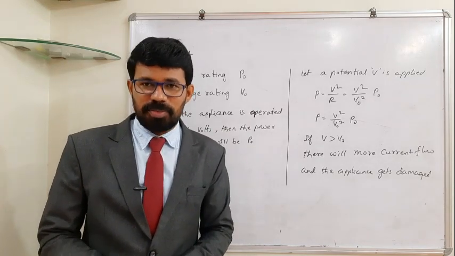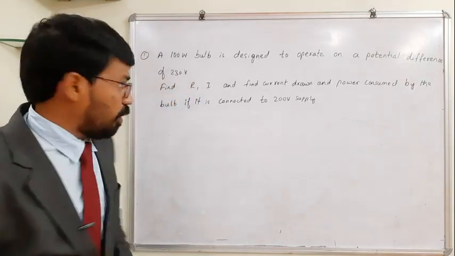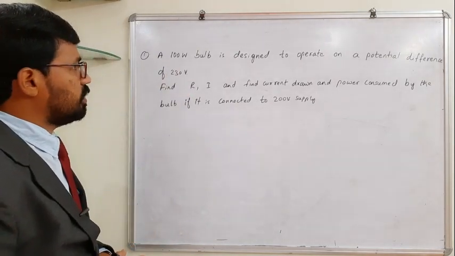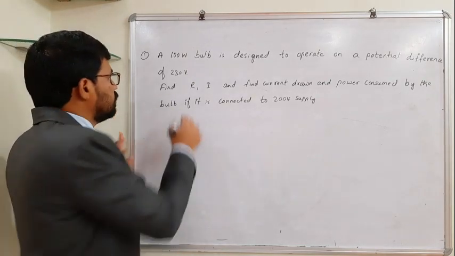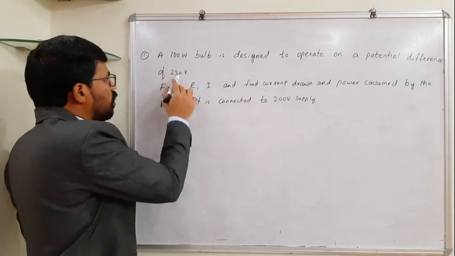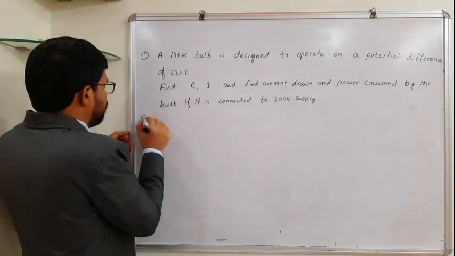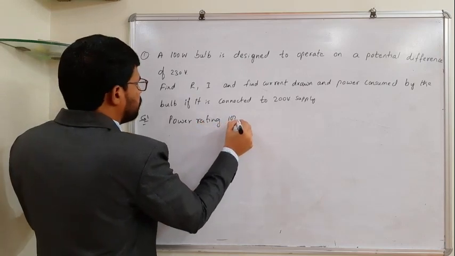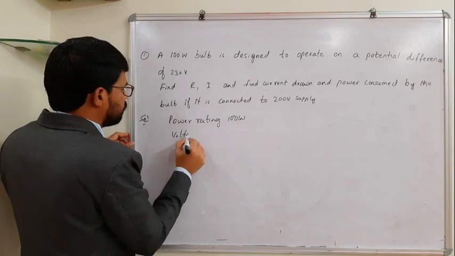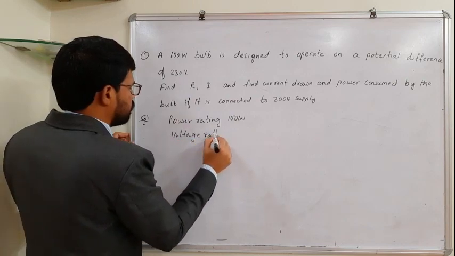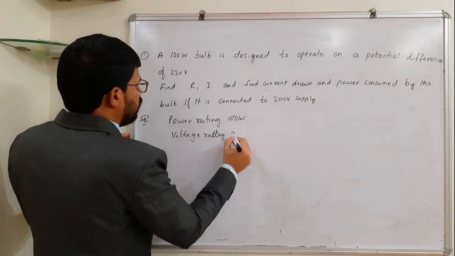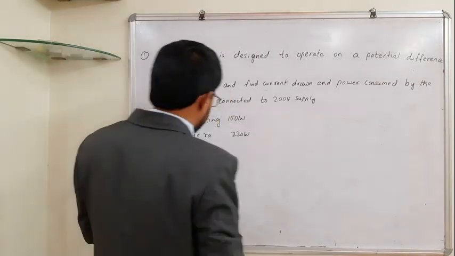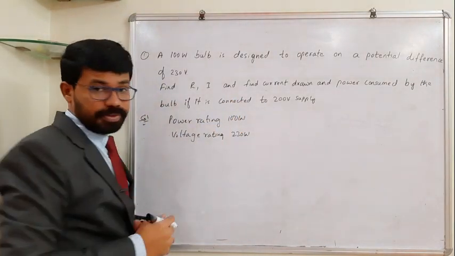Okay, so let us see one small problem now. A 100-watt bulb is designed to operate on a potential difference of 230 volts. So this is the data given. Power rating is 100 watt, voltage rating is 230 volts. What is power rating? 100 watt. And voltage rating? How much? 230 volts. Okay, so these are the details given.